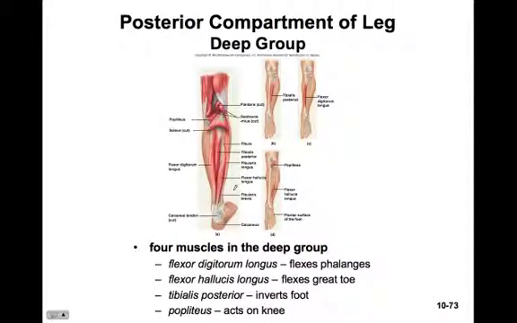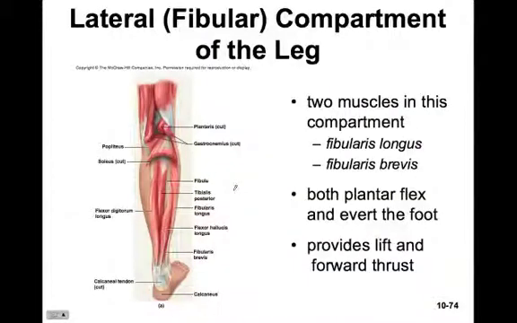Now let's look at the deep group. There are four muscles in the deep group: the flexor digitorum longus, the flexor hallucis longus, the tibialis posterior, and the popliteus. So I'm less concerned that you have a grasp on the deep muscles than the superficial muscles. The ones that you can palpate from the outside are most important. In the lateral compartment, there are two muscles, the fibularis longus and the fibularis brevis. Again, be familiar with their presence, but don't commit too much time to identifying these muscles.